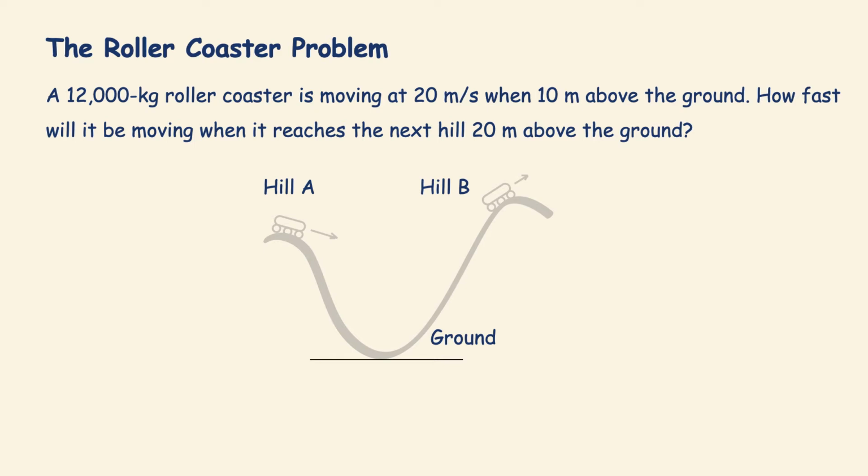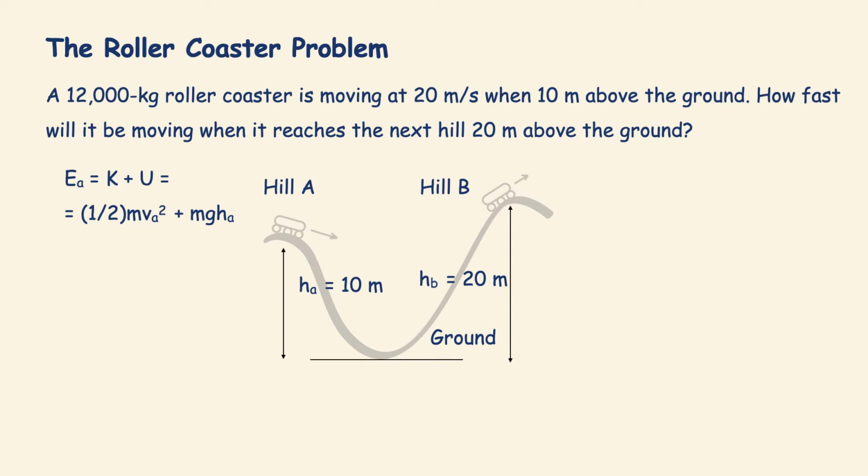With that ground chosen at the bottom of the track, the roller coaster starts 10 meters up, so this will be the height of the hill A. The height of hill B will be 20 meters above the ground. Now I'm ready to write down the energy.